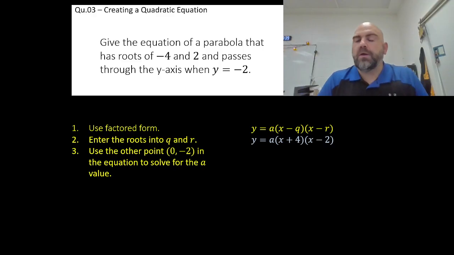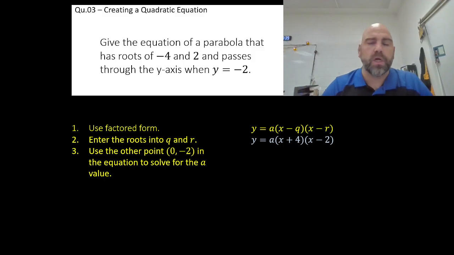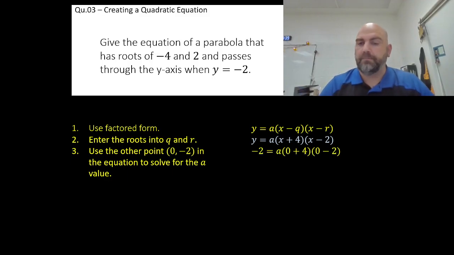Second thing, or the third thing really here, now that we have generally an equation, we need to take some other point that is on this parabola and solve for the a value, which is going to make that point work. Now, the point that we're given is the y-intercept, where y is equal to -2, and at that point we know that x is 0, so we're going to plug in the x and y values into the equation. Now you'll notice there are two x's, okay? And so therefore we have to put a 0 in for both of those x's in order to solve.